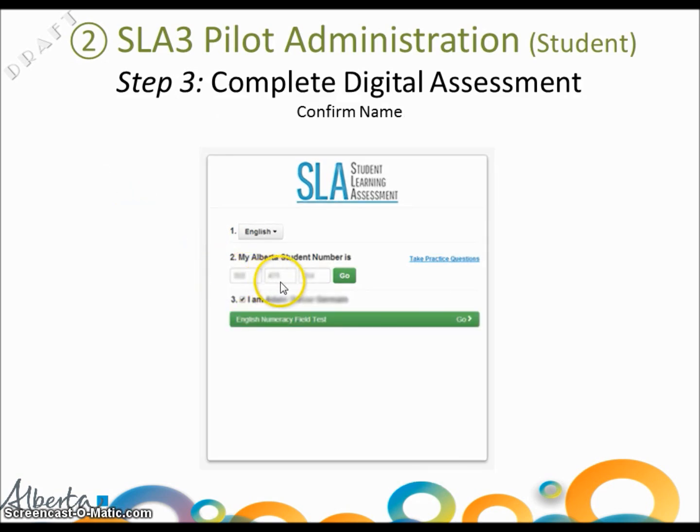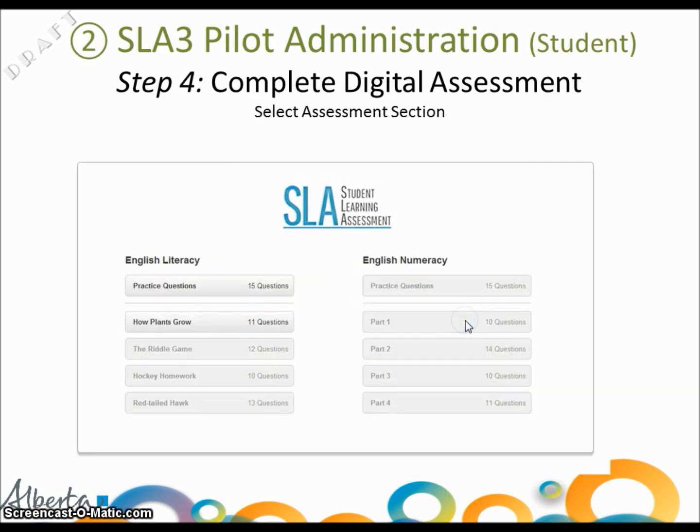Once they fill in their Alberta student number and click Go, it will say I am and then list their name. Students are required to checkmark that to agree that that is the right person. If it doesn't say their name, they typed in their Alberta student number incorrectly. It will then list the assessments that they have access to, and they'll pick the one and click Go. They select the assessment section that they are working on.